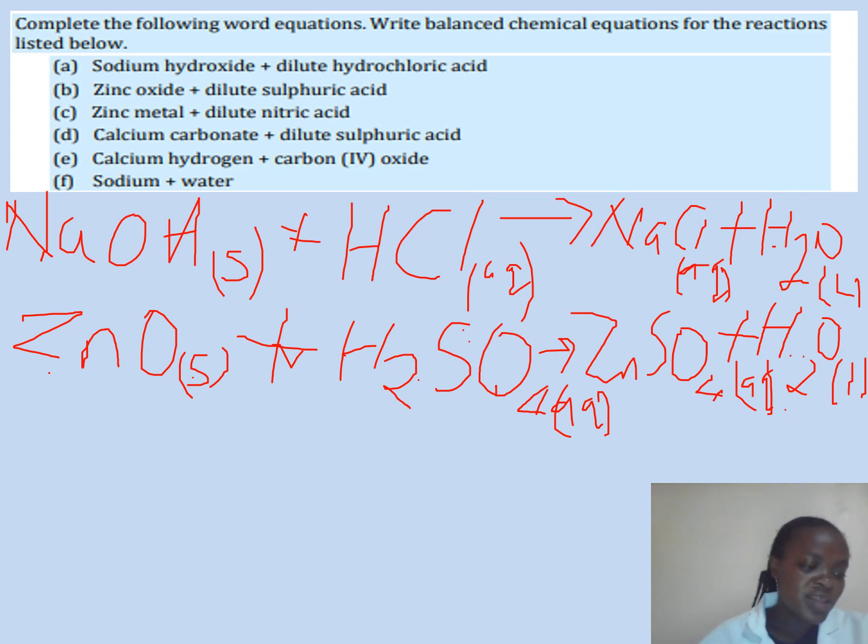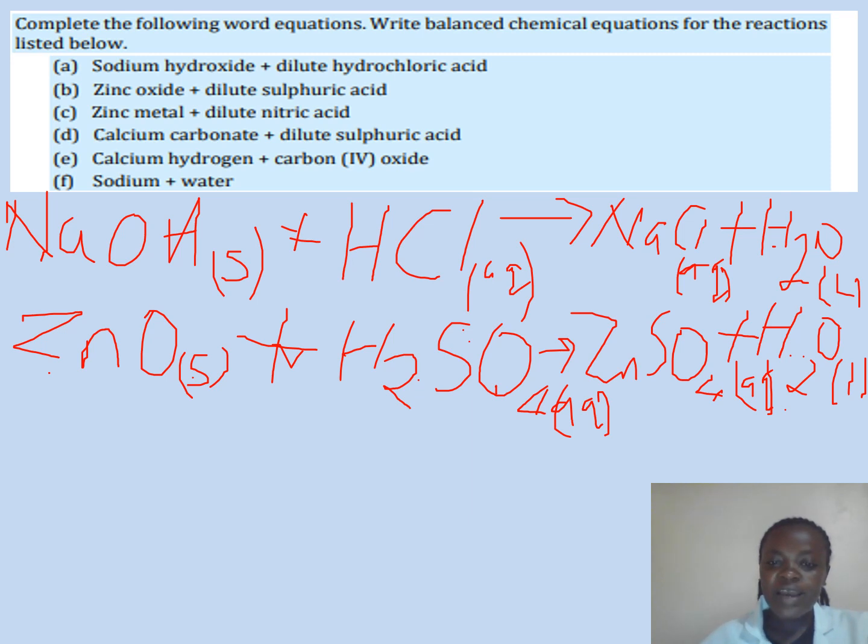So let us now look whether this equation here is balanced. We have one zinc atom on the reactant side, and we have one zinc atom in the product side. Zinc is okay. We have one oxygen here and 4, so 1 plus 4, 5. That is the reactant side. In the product side, we have 4 oxygen atoms plus 1 in water. So 4 plus 1 makes 5.